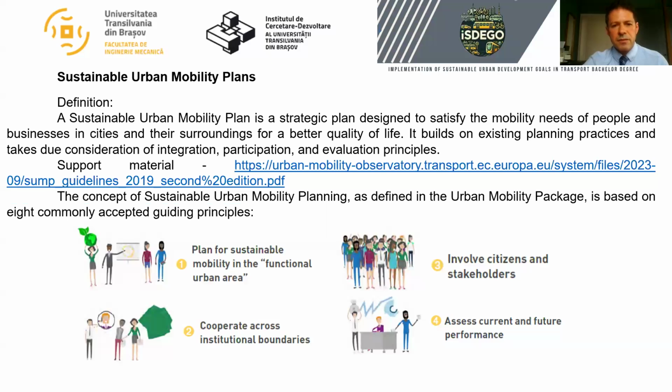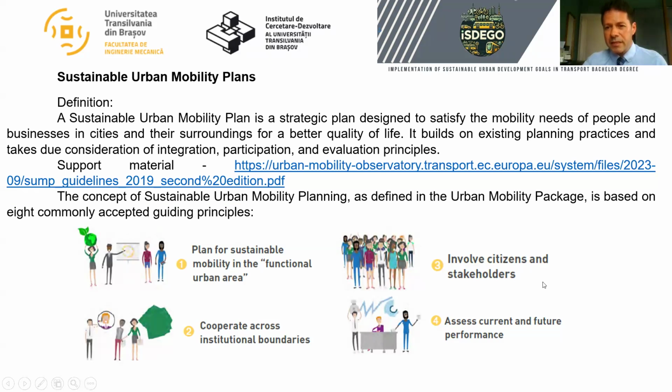One of them is to plan for sustainable mobility in a functional urban area, because it's very important for the urban area to be functional after the solution is implemented. Also, to cooperate across institutional boundaries, because most of the time we hit the boundaries between different institutions: city halls, local councils, and also regional councils. They have different types of strategies, and we as a university also have discussions with them in order to implement the right choices for the urban plans.